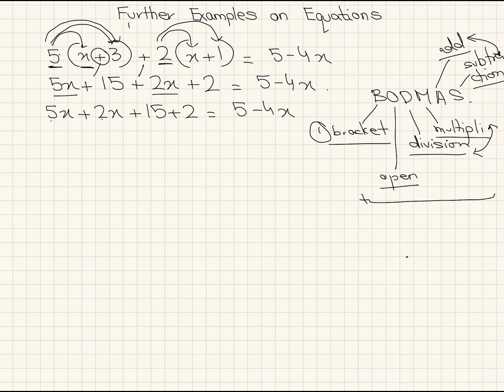So 5x plus 2x, that's going to give us 7x, plus 15 plus 2 is going to give us 17, equals 5 minus 4x. All right, now I have a variable on the right side. I need to move that to the left side. So this is the left side, the right side.